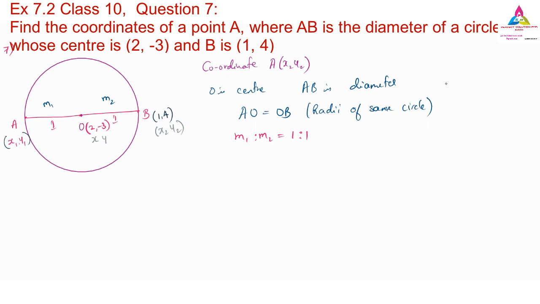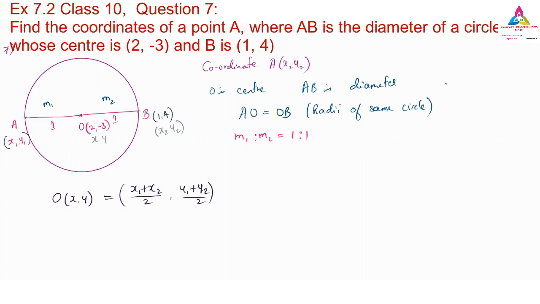So here everything we have understood. Therefore, O is the midpoint of AB. So directly we can go for the midpoint case of the section formula. O(x, y) equals (x1 plus x2) divided by 2 comma (y1 plus y2) divided by 2, because we can apply the midpoint formula from the section formula.